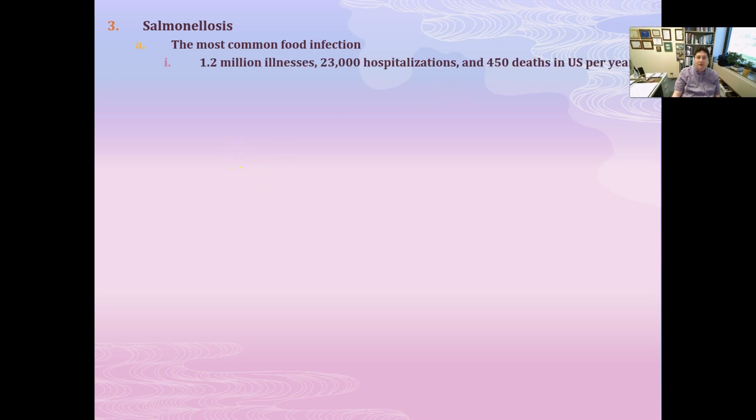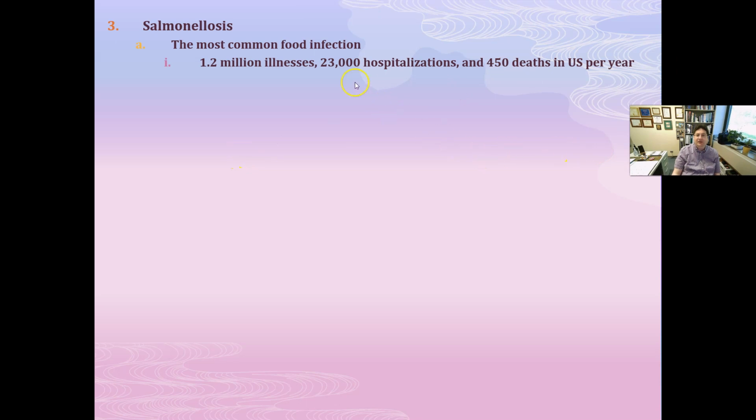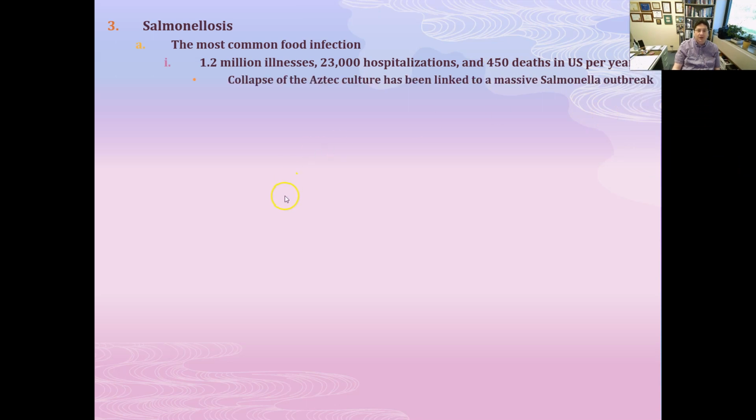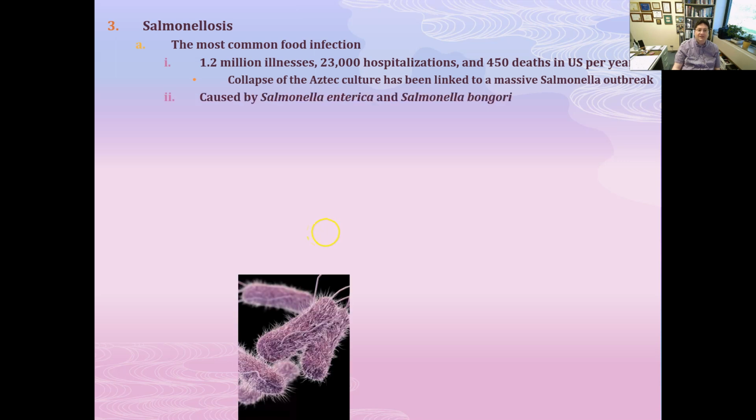It causes about 1.2 million illnesses, 23,000 hospitalizations, and maybe 500 deaths in the United States per year. And historically, the collapse of the Aztec culture in South America is probably at least partially due to a massive salmonella outbreak. Okay? Now, salmonellosis is caused by two types of bacteria, Salmonella enterica and Salmonella bongori.